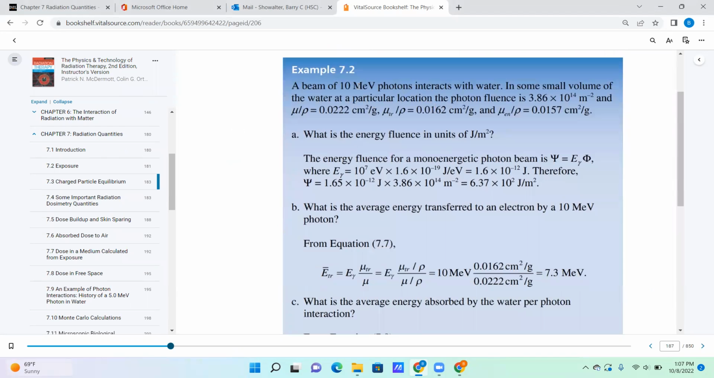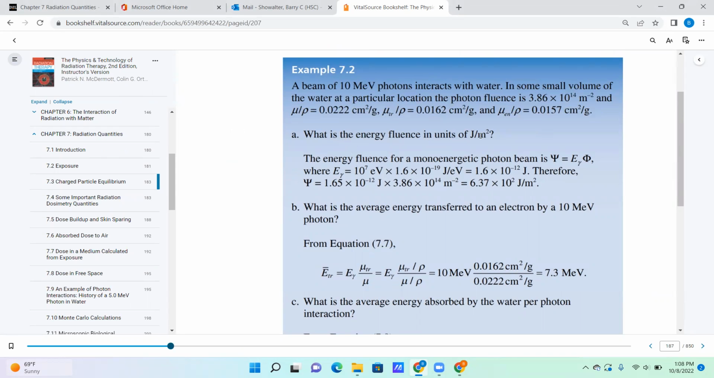So let's say you have a beam of 10 MeV photons interacting with water in some small volume of the water at a particular location. The fluence is this, and mu divided by rho is going to be this. Mu sub tr divided by rho is this, and mu sub en divided by rho is this.